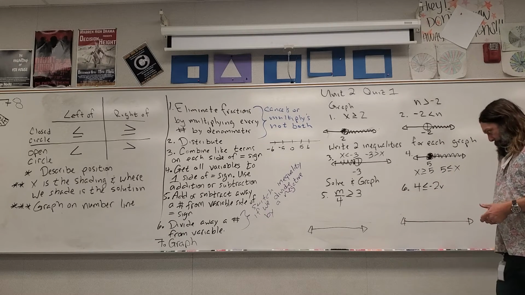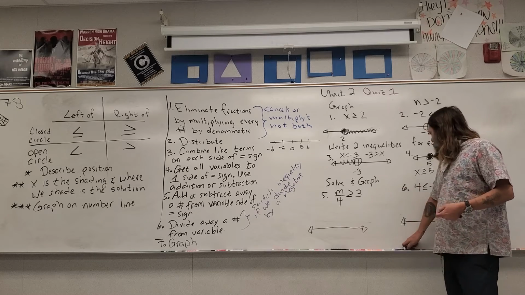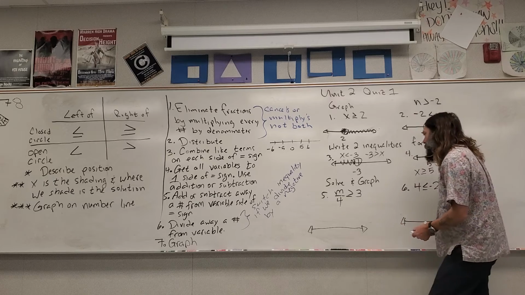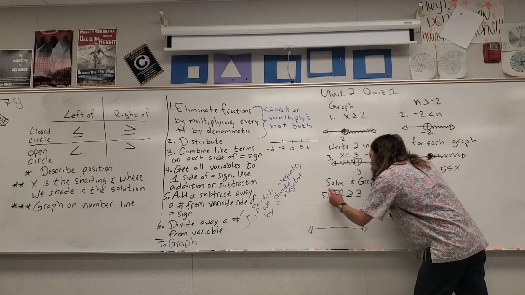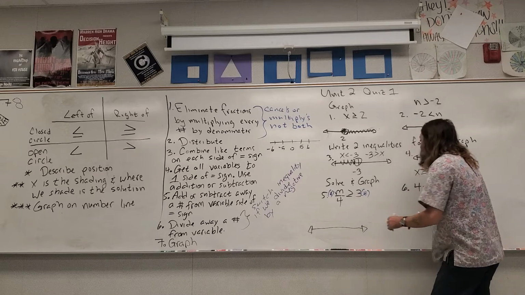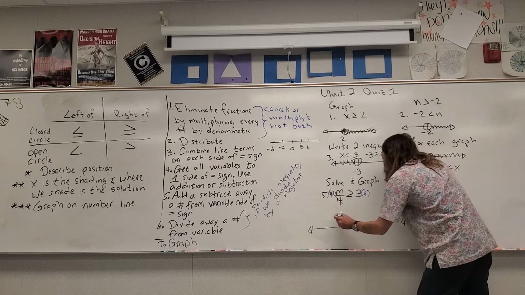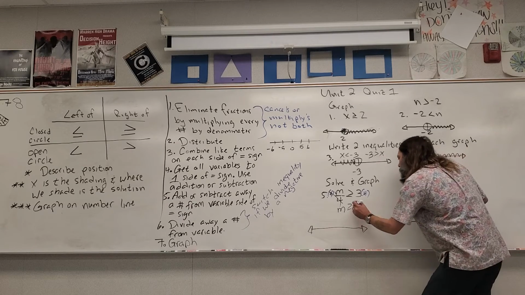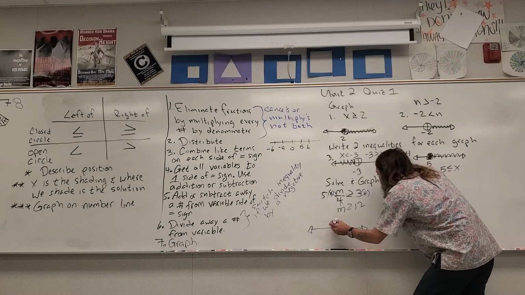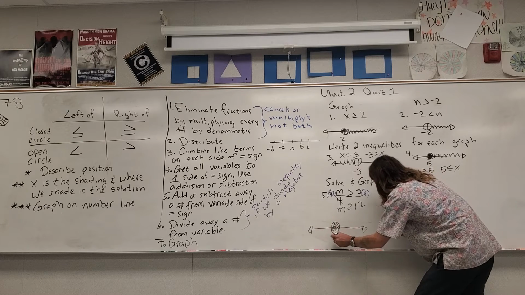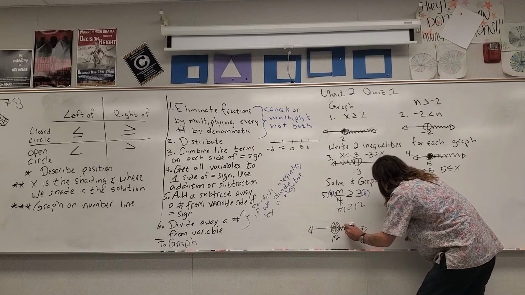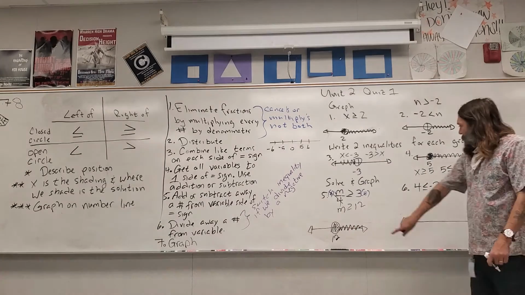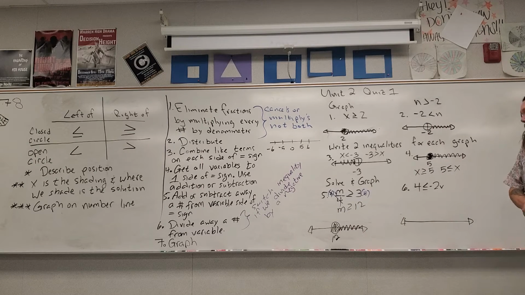Solve and graph. Problem 5, I need to eliminate a fraction, so I need to do step 1. Remember, it's either going to cancel or multiply. So I'm going to multiply everybody by 4. This side cancels, so I'm left with n is greater than or equal to, or the shading is right at 12. Closed circle at 12, and I shade to the right. There we go. That's all I'm looking for on problem 5. Solve for it and then graph it. That's it.